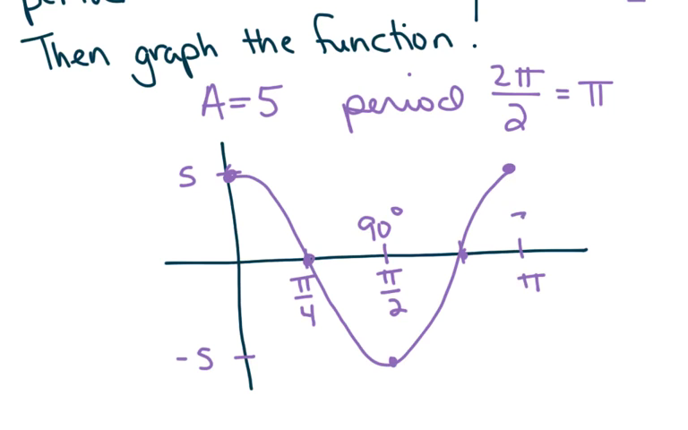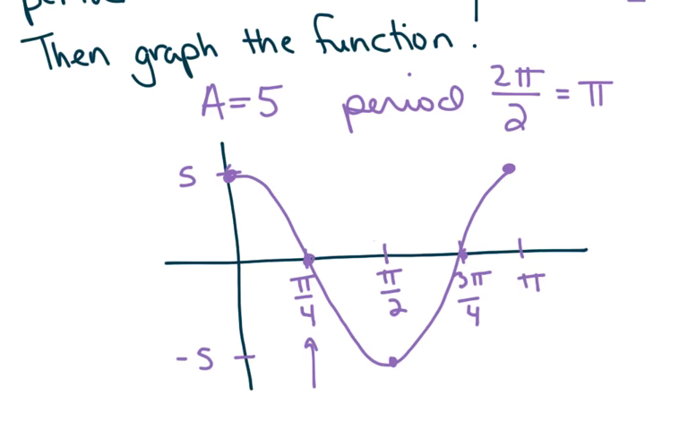And then, what's halfway between 90 and 180? It's 135. What's 135 degrees in radians? It's 3 pi over 4. I'll give you another way of looking at it.